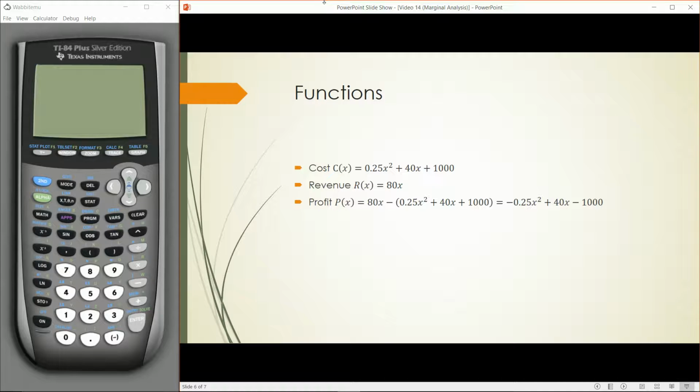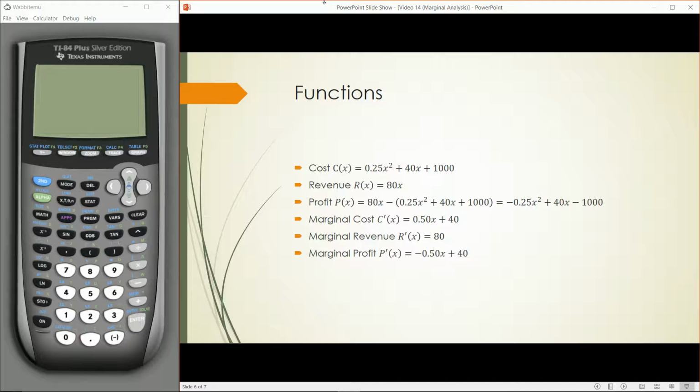All right. Now, marginal cost, we take our derivative, use the power rule that we've learned. So our exponent on the x squared comes down to the front, multiplies the 0.25 to give us 0.50, and subtract 1 from our exponent. So we get 0.50x. And then the second part just comes out to 40. Our marginal revenue, well, power rule again, we just end up with 80.